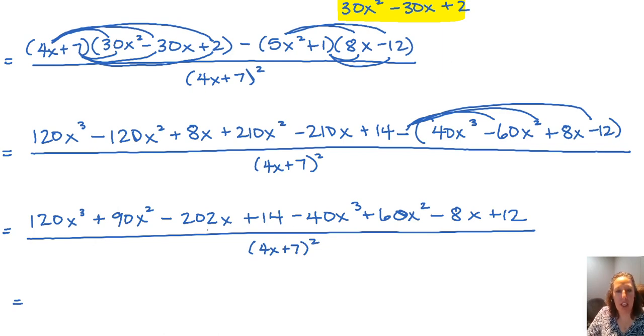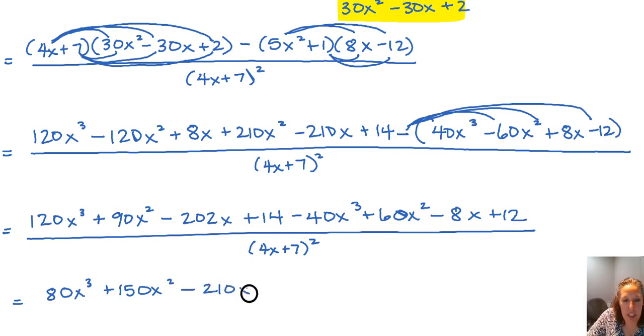And so combining like terms here at the end, 120x cubed and negative 40x cubed is going to give us 80x cubed. 90x squared plus 60x squared is plus 150x squared. Negative 202x minus 8x gives us negative 210x. And 14 plus 12 is 26.